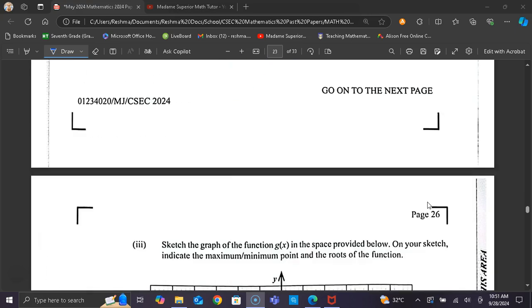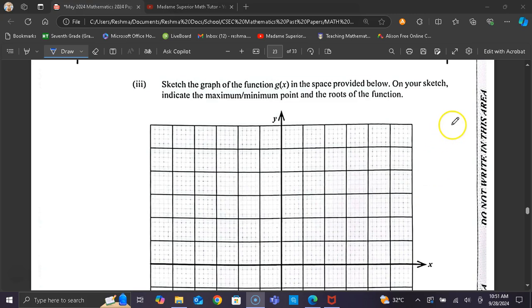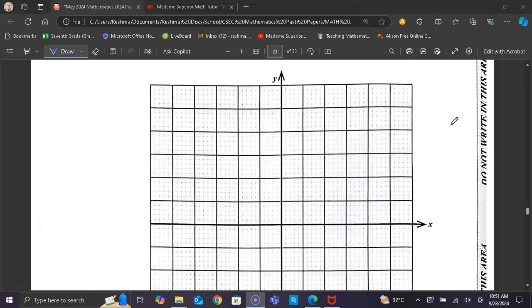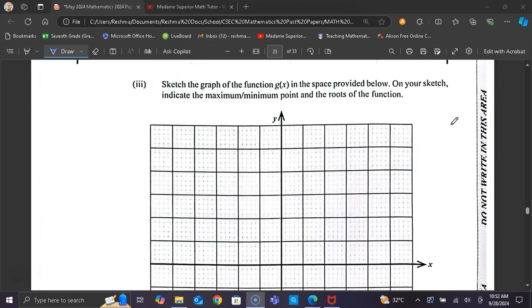So let's look at part 3 of part A. Sketch the graph of the function g of x in the space provided below. On your sketch, indicate the maximum or minimum point and the roots of the function. Okay, and this is worth 3 marks. So let's remind ourselves of what g of x is. g of x is the function 5 minus x squared.